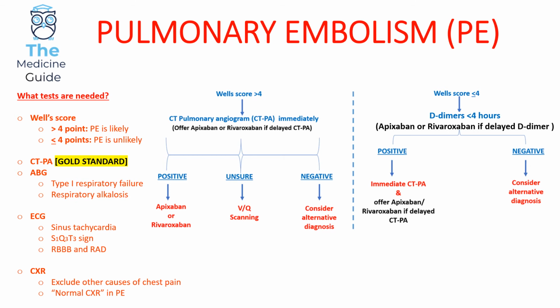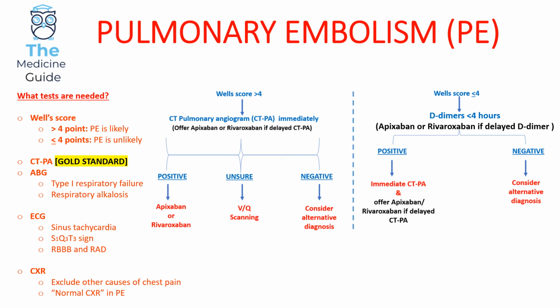Now, other tests to be aware of when you're investigating for PE is that an ABG presents with type 1 respiratory failure, and on an ECG we have signs of a sinus tachycardia, the S1Q3T3 sign, right bundle branch block, and right axis deviation. A chest X-ray is performed in PE and it will present as a normal chest X-ray.